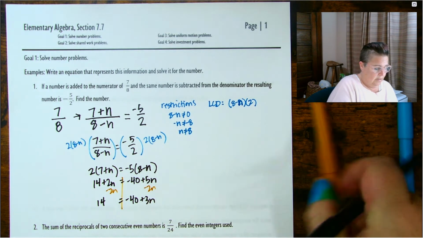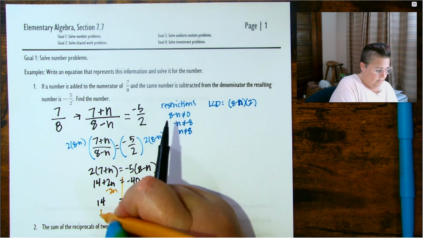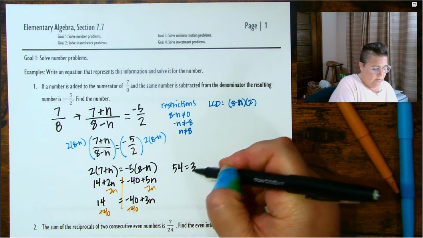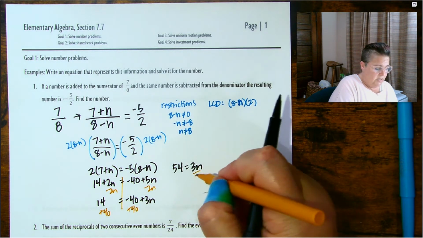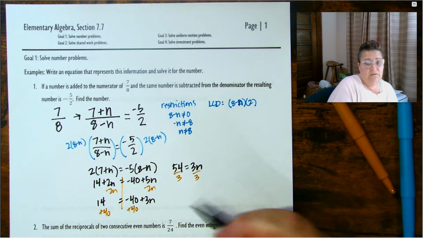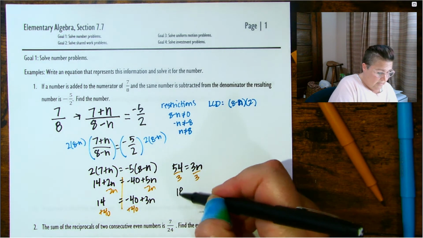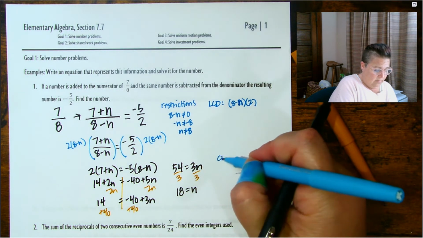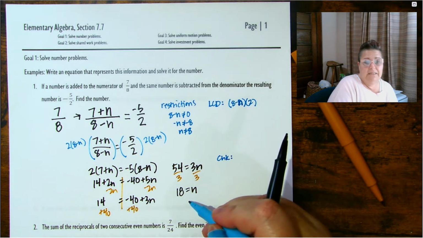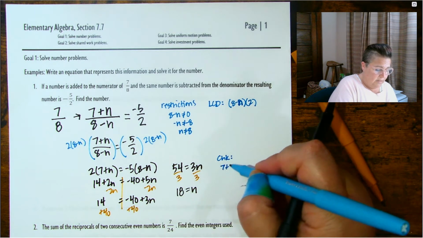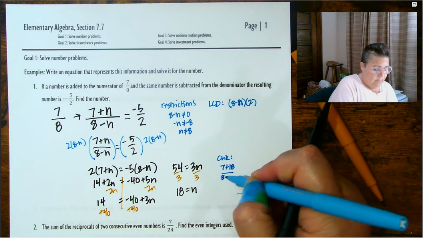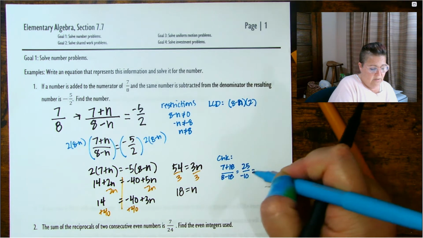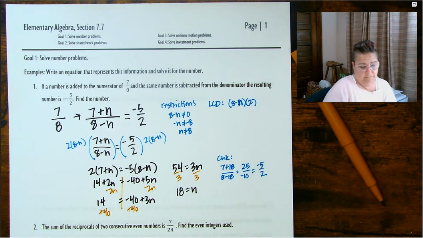And I'm going to add 40 to both sides. This is going to give me 54 is equal to 3n, which I then just need to divide by 3. 54 divided by 3 is 18, and that should be my value of n. I can check this by putting 18 in for n, so 7 plus 18 over 8 minus 18 is 25 over a negative 10, which is a negative 5/2.